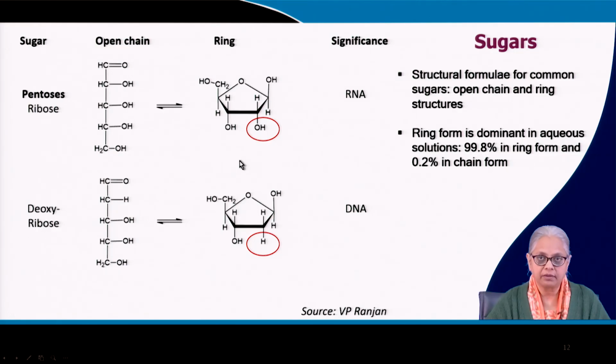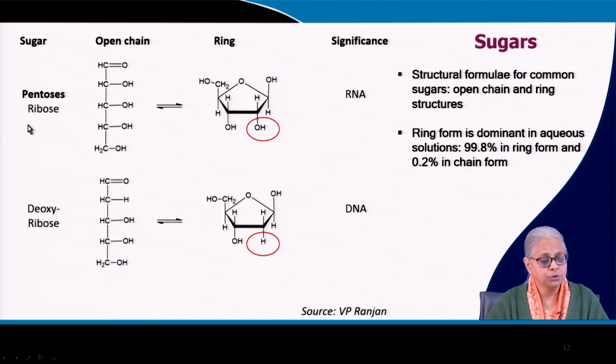Now, those of you who have studied a little bit of organic chemistry probably know that the ring form dominates in aqueous solution. So it's never available in the open chain form. You have very minute amounts present in open chain form. The bulk of the compound is always present in ring form. That is the stable arrangement of the sugars. So the ring form is dominant. 99.8% of the sugars are present in ring form.